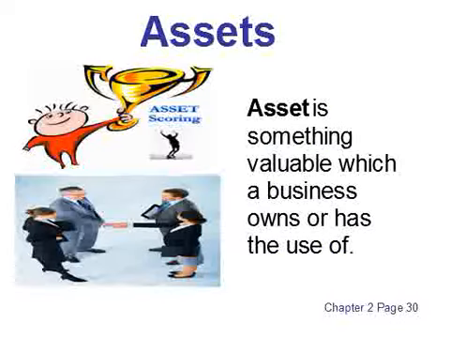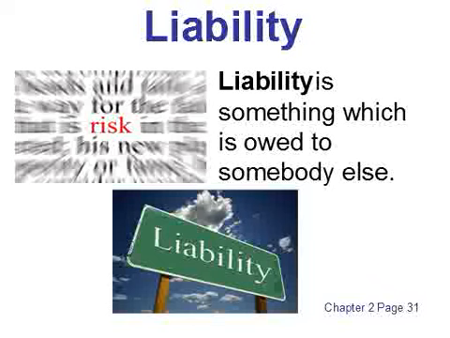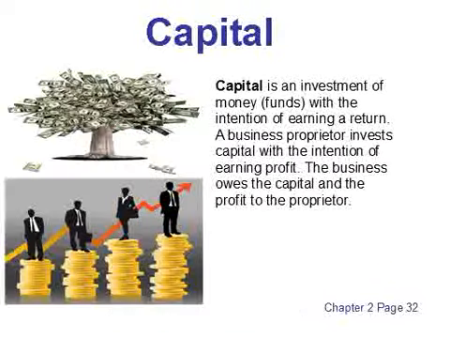Asset. An asset is something valuable which a business owns or has the use of. Liability. A liability is something which is owed to somebody else. Capital. Capital is an investment of money or funds with the intention of earning a return. A business proprietor invests capital with the intention of earning profit. The business owes the capital and the profit to the proprietor.